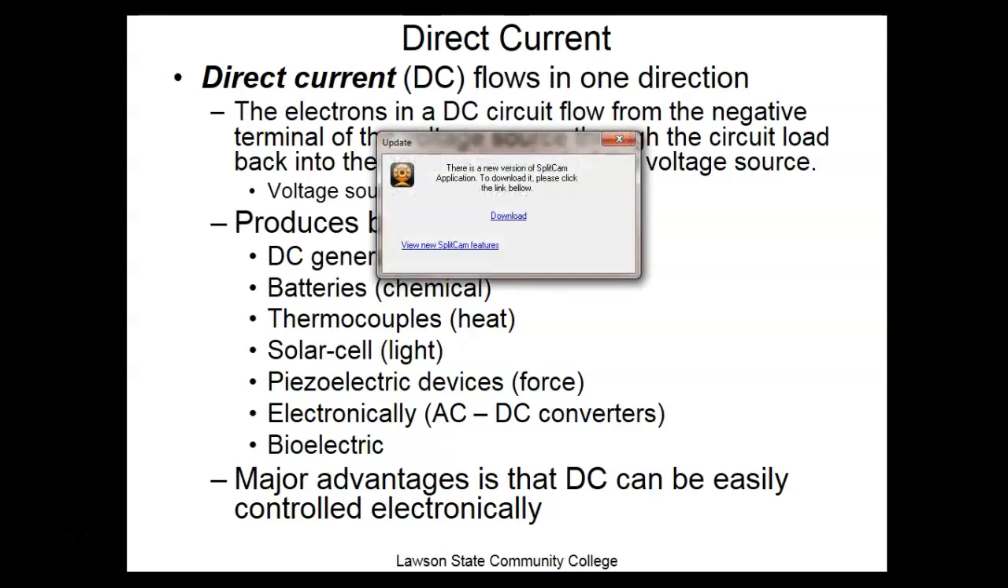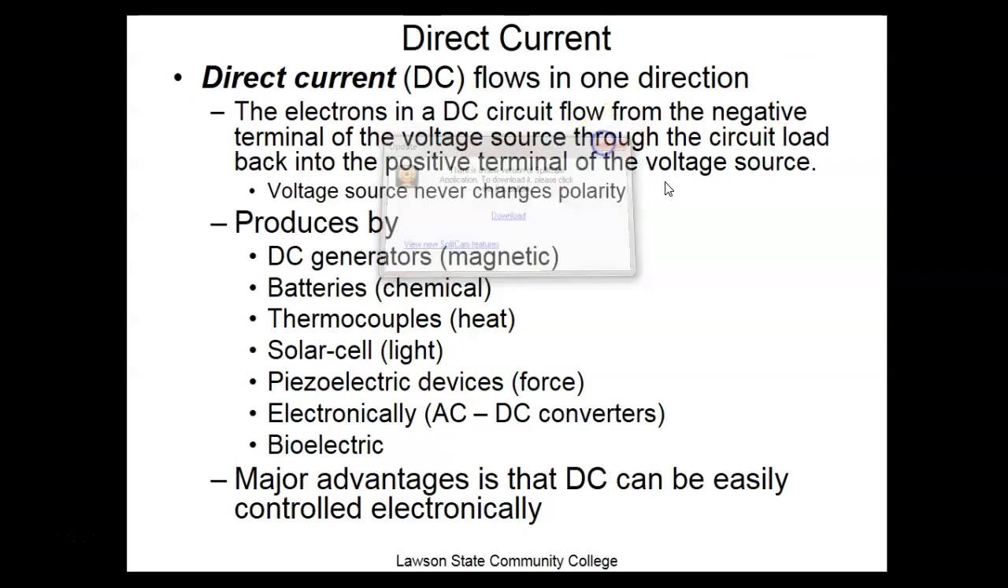Solar cells produce it by light. Piezoelectric devices create it by force. Electronically, it's what your power supplies produce, like when you charge your cell phone. Your TV and electronic devices operate off of DC, by the way. The big advantage of DC is that we can control it electronically.